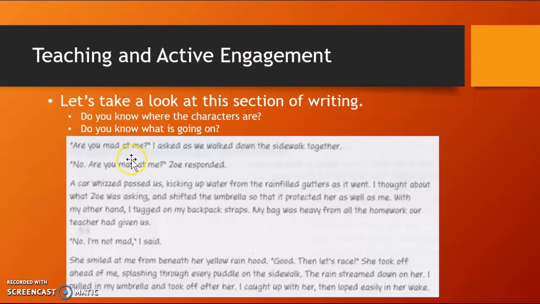A car whizzed past us, kicking up water from the rain-filled gutters as it went. I thought about what Zoe was asking and shifted the umbrella so that it protected her as well as me. With my other hand, I tugged on my backpack straps.